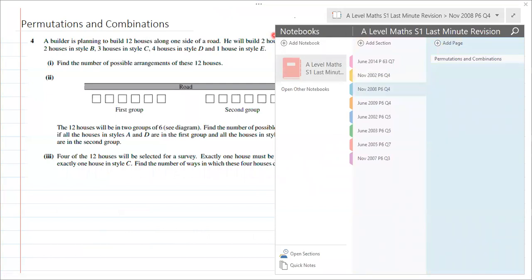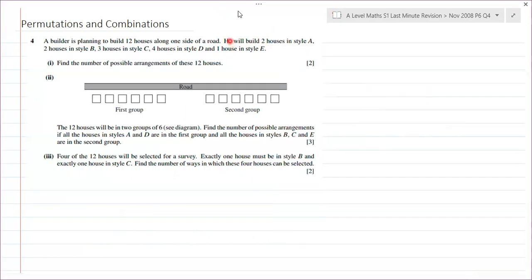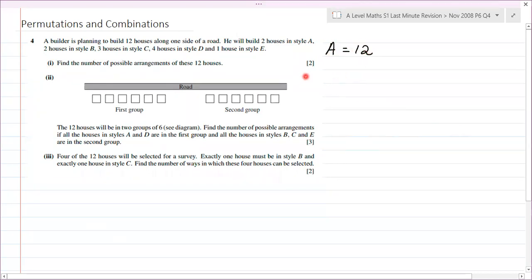Now the third one. This is November 2008, question number 4. A builder is planning to build 12 houses along one side of a road. So we can just make the data over here. We have A, we will have, sorry, not 12, we'll have two houses.